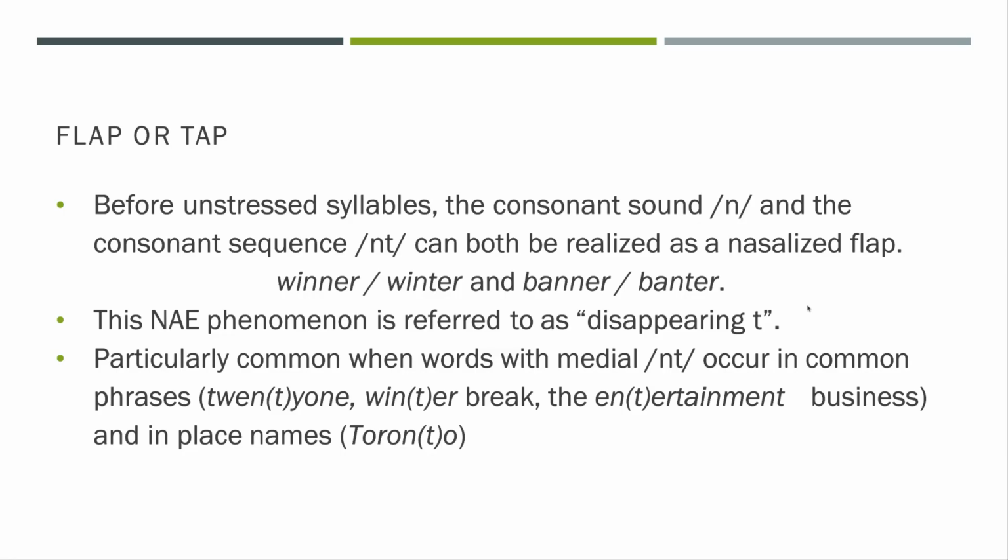How can you tell which one you are listening to? The context will let you know. And if you feel uncomfortable while nasalizing these sounds, you can always say winter and banter, and that will be okay. This native American English phenomenon may have another name, that is, the disappearing T. And it is particularly common when words with this medial NT sound occur in some phrases, such as 21, winter break, entertainment business, and we can also see it in some names of places. For example, Toronto. So again, this disappearing T phenomenon is also very common.